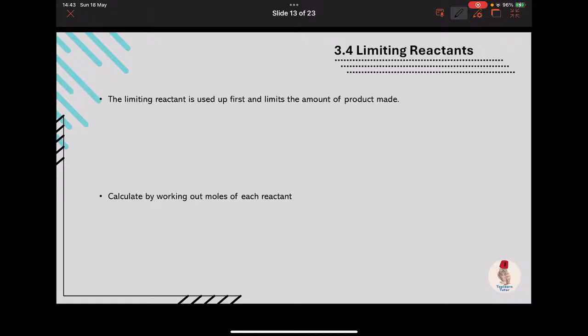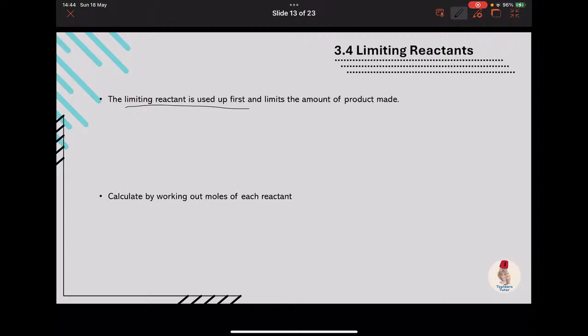The limiting reactant is the reactant which is used up first, and it limits the amount of product made. So if you have, let's say, in a real life example, you need 250 centimeters cubed of Vimto, and you have a liter of water, and that makes 1.25 liters of squash. However, if you only have 500 milliliters of water, you make less Vimto as a result, as the amount of water you have is limited. So that is the limiting reactant.